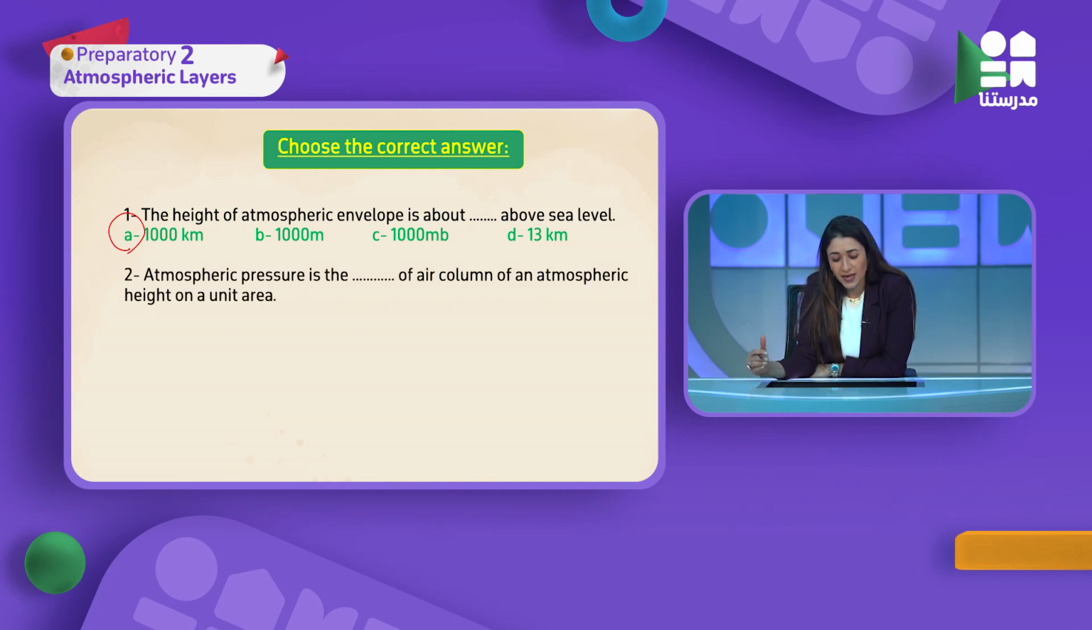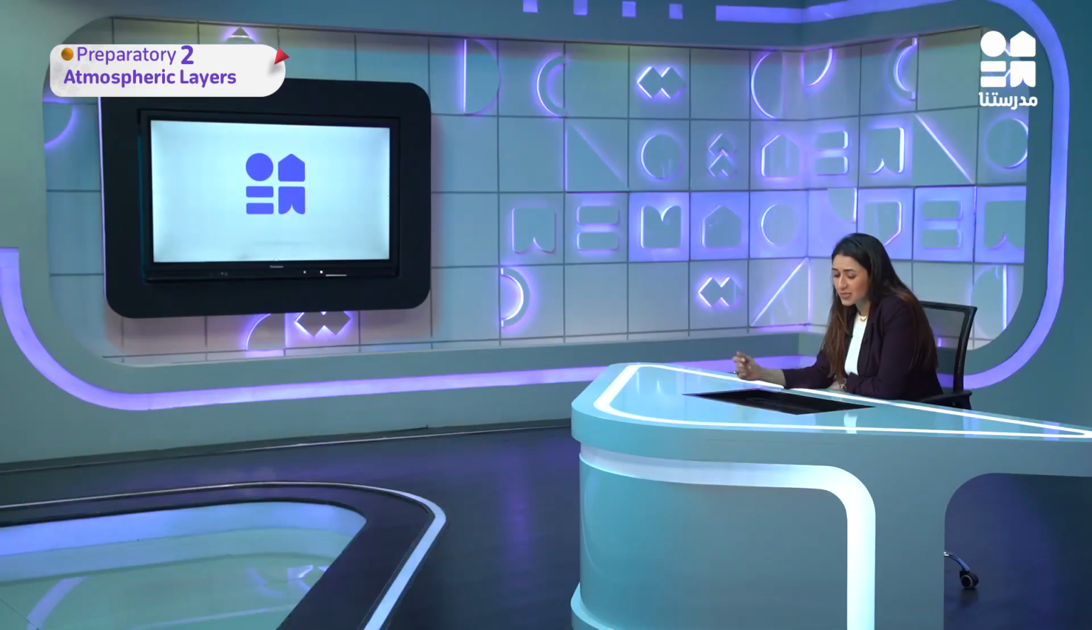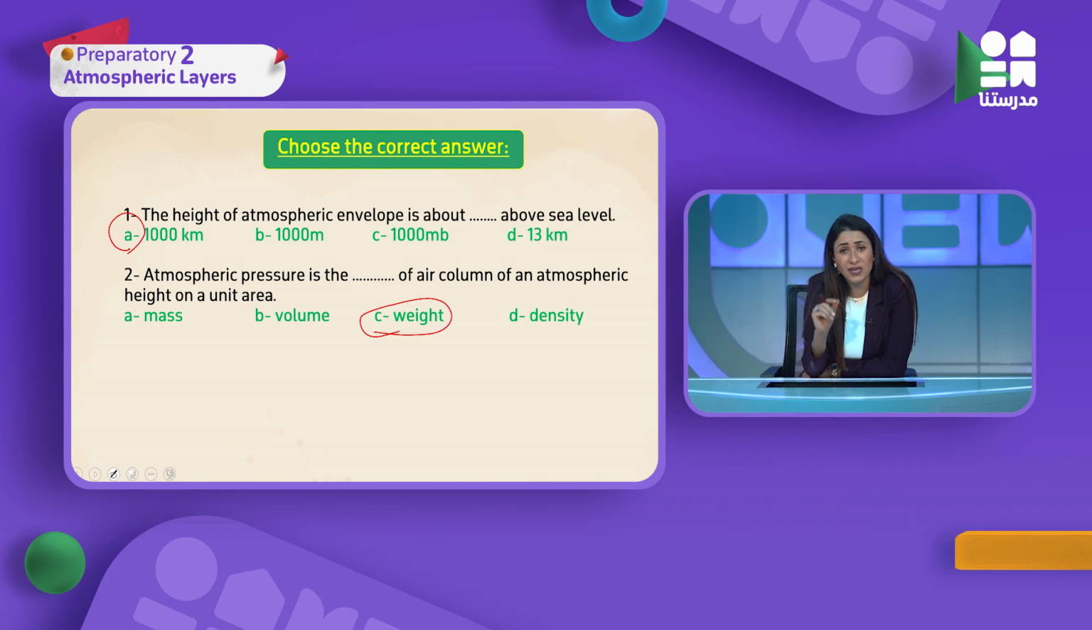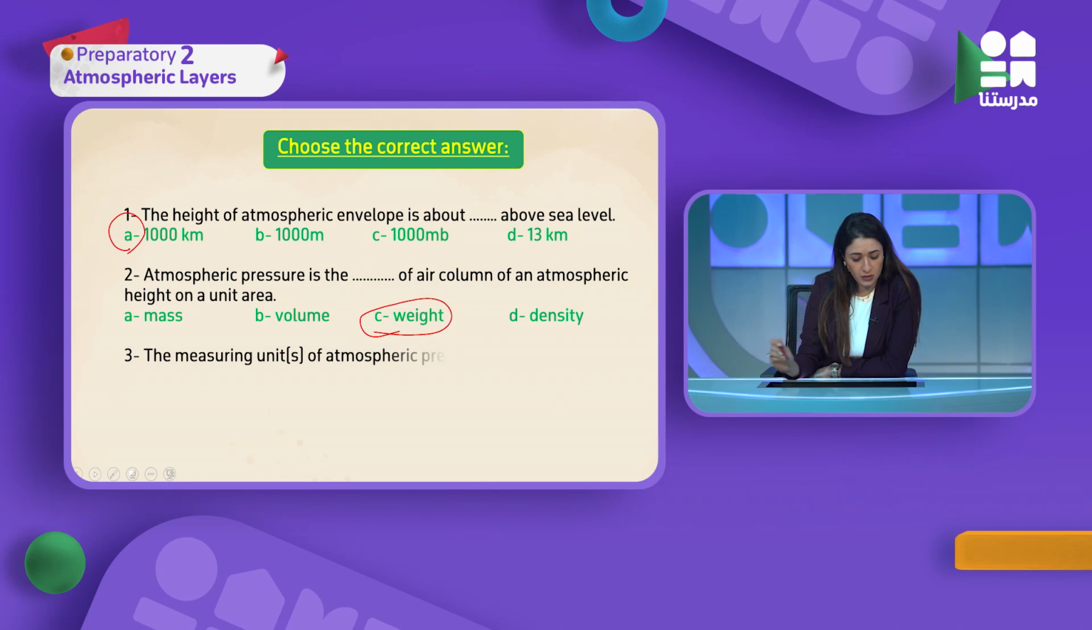It is the what of the air column of an atmospheric height. Remember when we took the first episode in the atmosphere lesson, that the atmospheric pressure is the mass, or volume, or weight of the air column, or density? Of course, as we remember together, it is the weight of the air column. It is the weight of the air column.